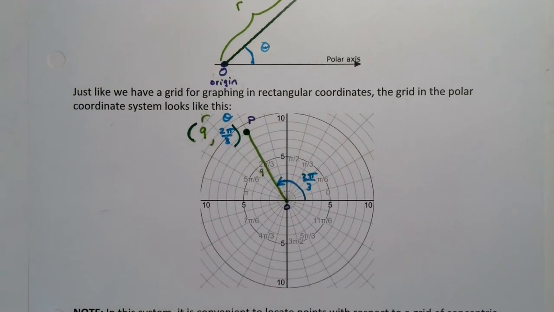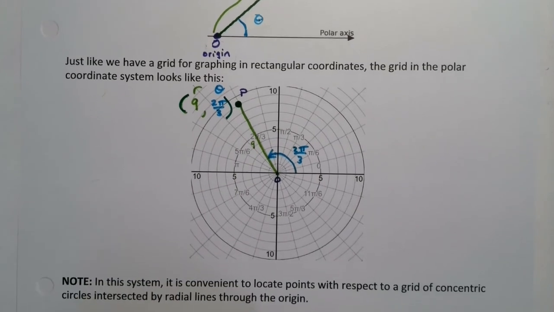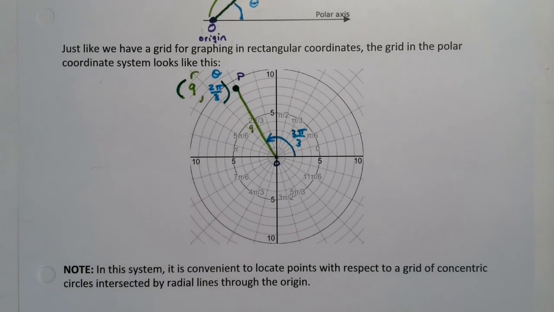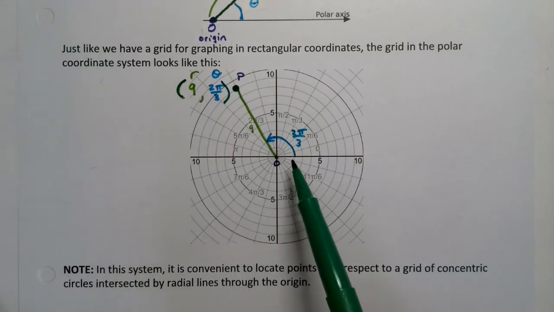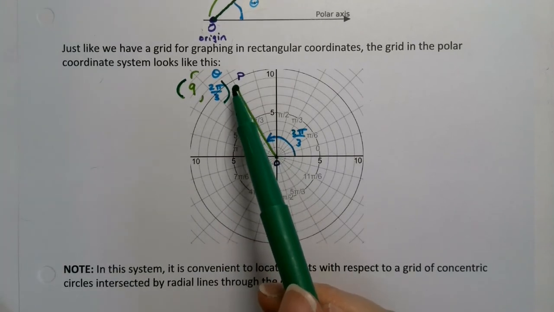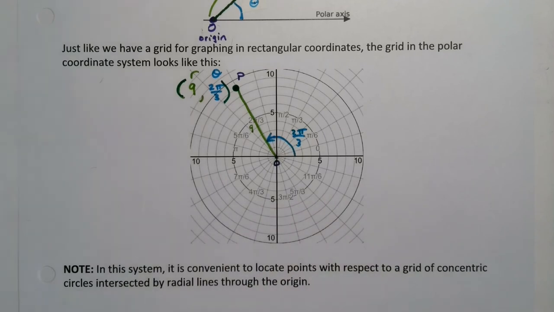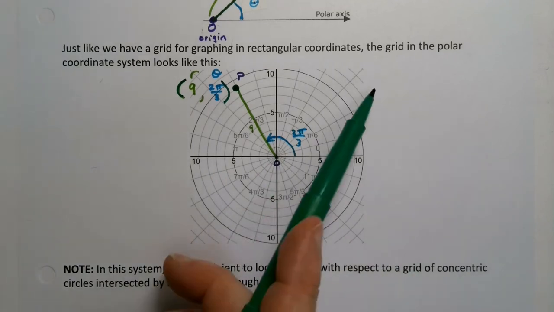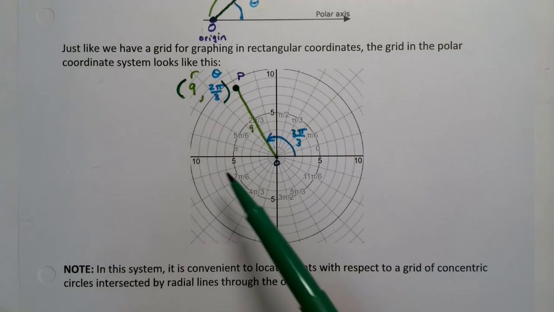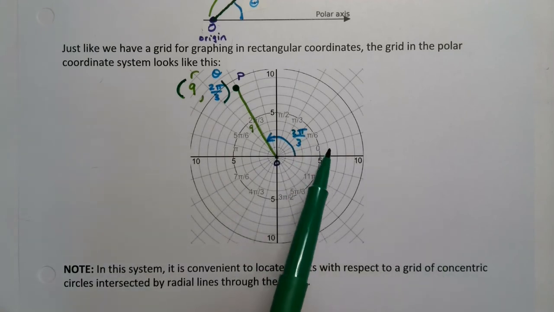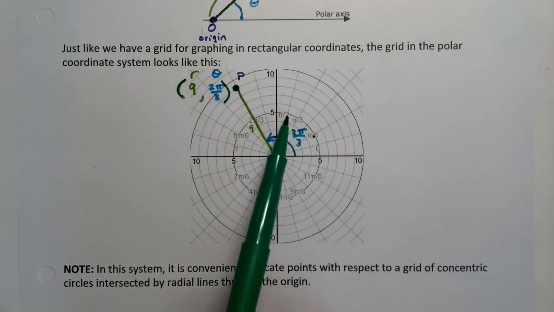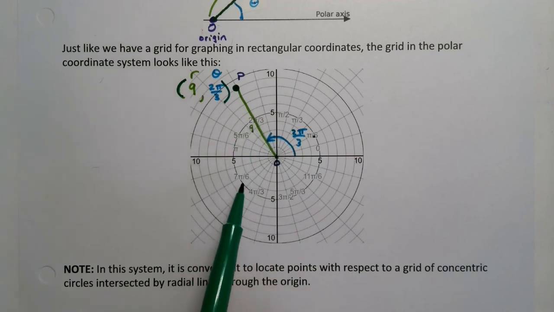Amazing, isn't it? It'll get you to the same points as the xy coordinate system, but it gets you there in a completely different way. You think about it a different way. In this system, it's frequently convenient to locate points with respect to a grid of concentric circles, like I was doing. So I knew this was 9 for the r value because I'm on the 9th circle. And then you intersect them with radial lines that give you some hints as to some of the angles. And you can see those same radial lines are the ones that you memorized when you memorized the unit circle in pre-calc. At least some of them are.